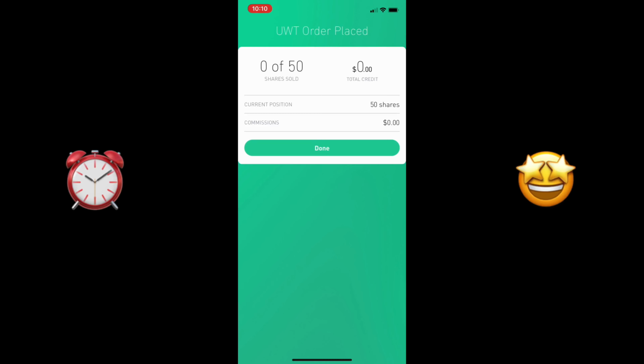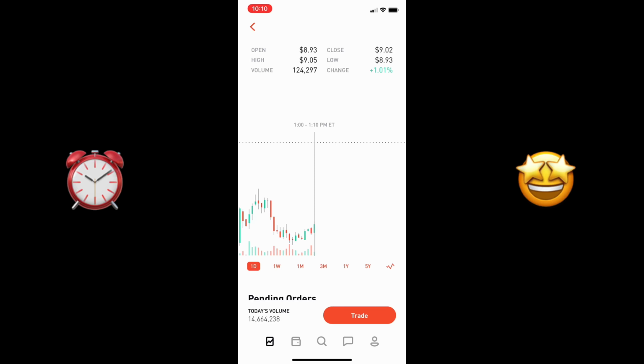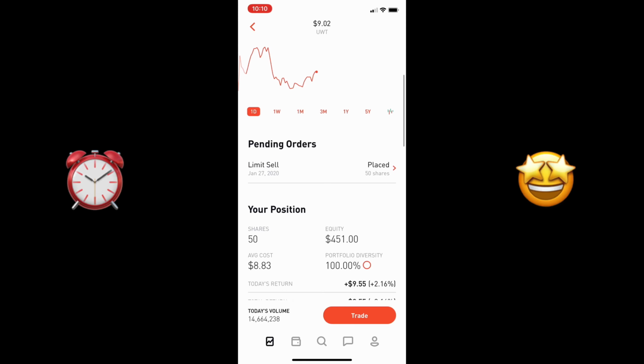As you can see, it says 0 out of 50 shares filled, which means my order is still outstanding and it has not been filled yet because the price has not gone up to $9.04 since my order was placed. So now we're just going to sit and wait and hope the price climbs to at least my limit price of $9.04.